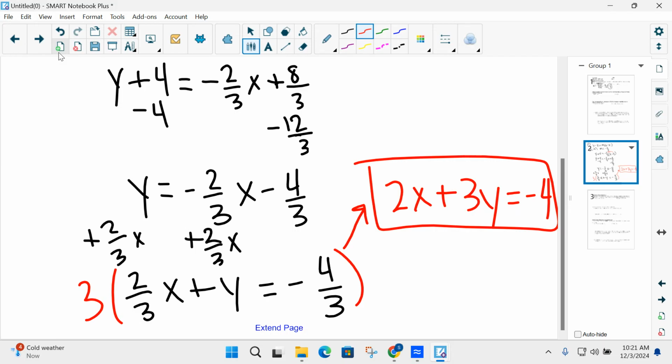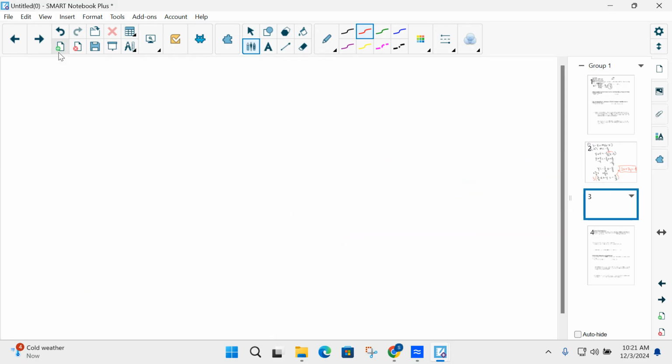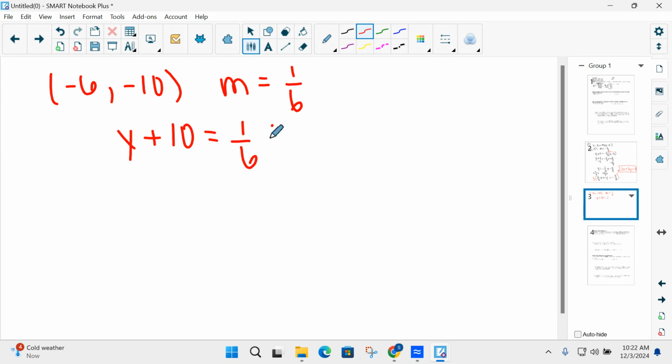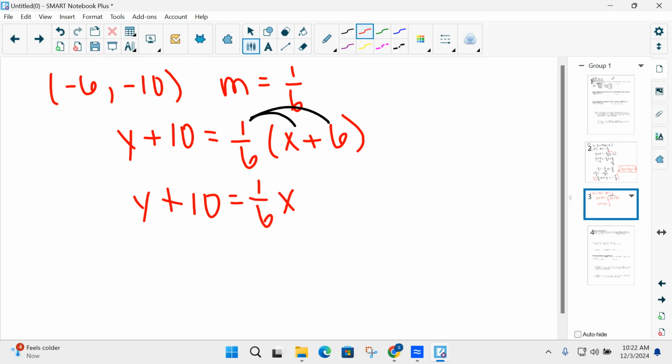Okay, number 2, they already give you the slope. So your coordinate is negative 6, negative 10, and your slope is 1/6. So you would plug it into point slope form. Y plus 10 equals 1/6 times x plus 6. Then you would distribute the 1/6. So y plus 10 equals 1/6 x plus 1. Subtract the 10 over. Y equals 1 over 6 x minus 9.